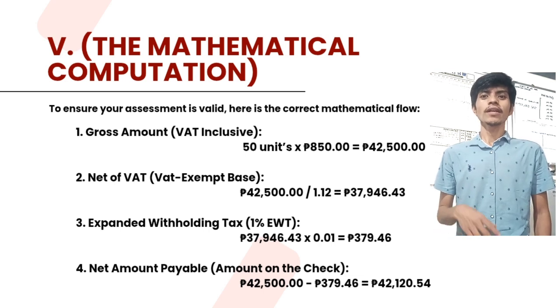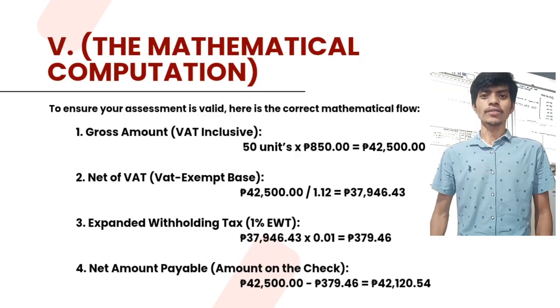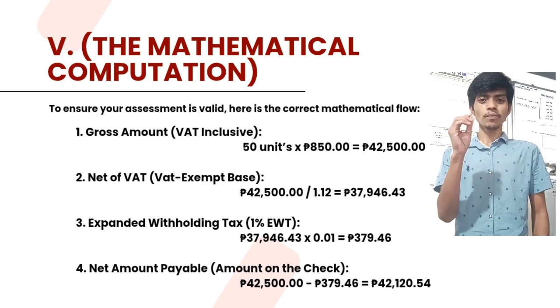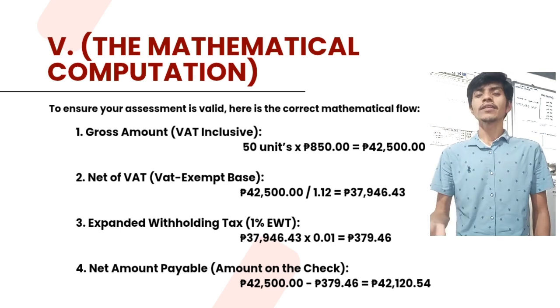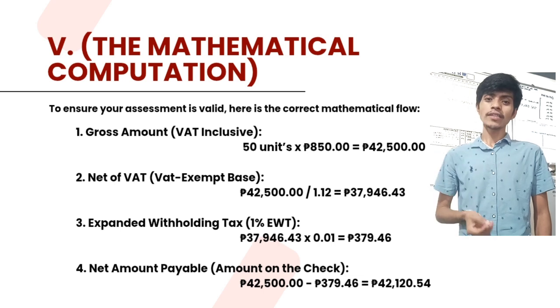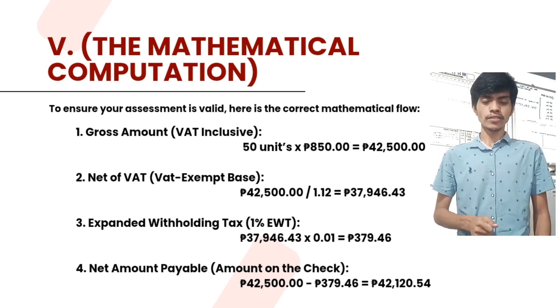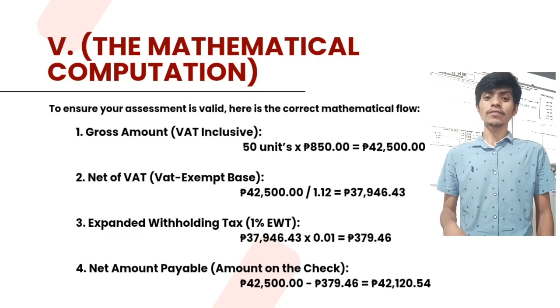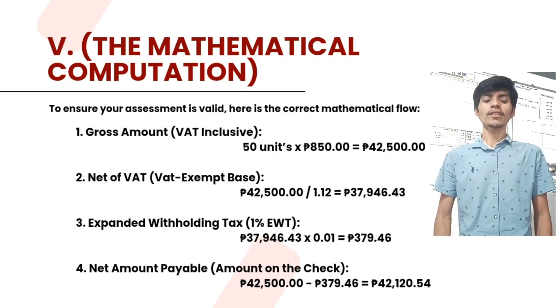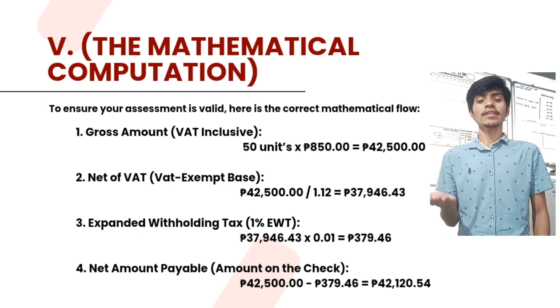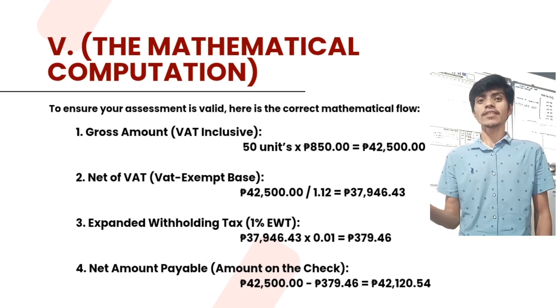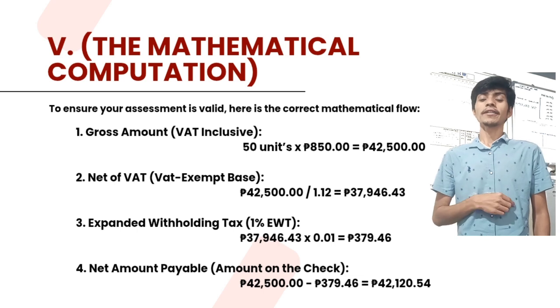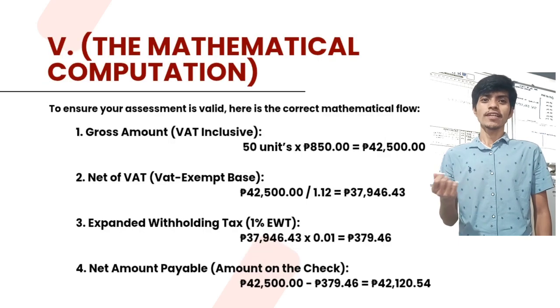So number 4, how is the net amount payable? That is the amount to be checked or paid to the supplier. So 42,500 minus the withholding tax of 379.46 equals 42,120.54. So you have an accounting process and how to solve the withholding tax. You must pay a net amount of 42,120.54.